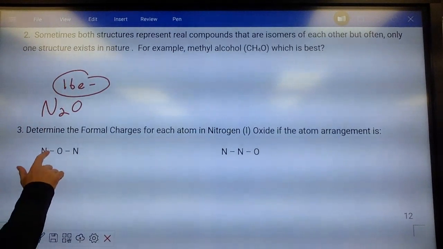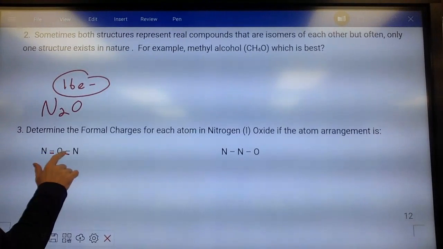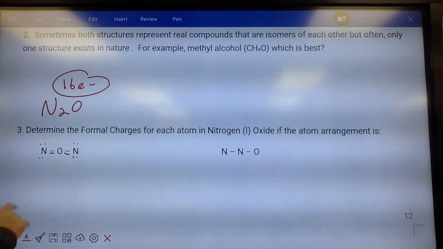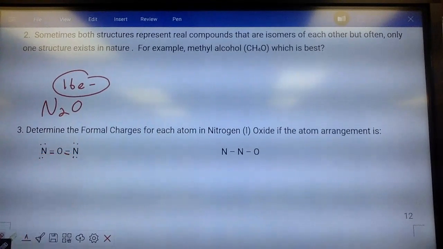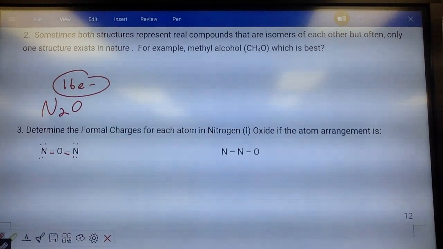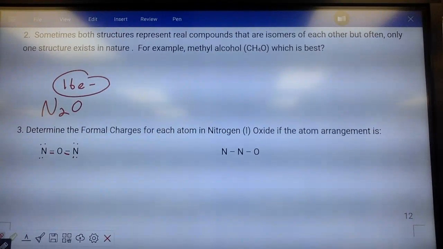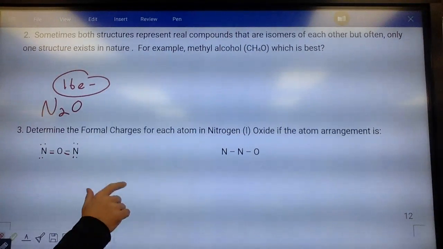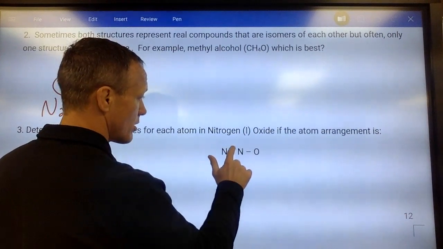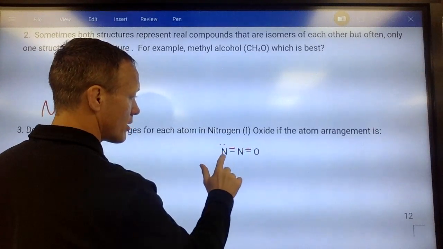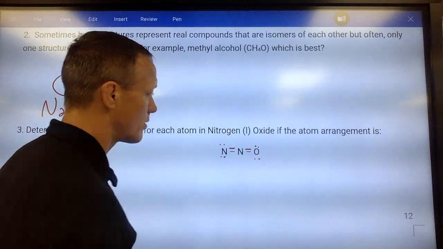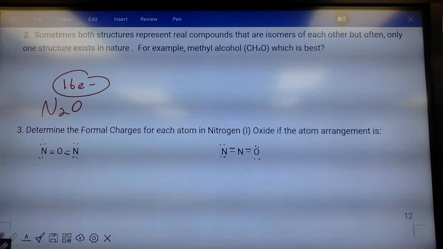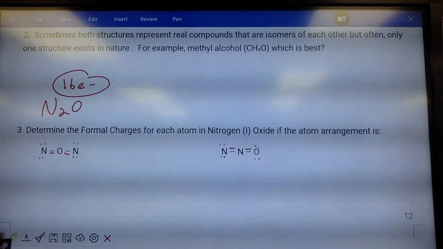So one structure here would be if we had a double bond, 2, 4, 6, 8, 10, 12, 14, 16. So that'd be one possible structure. Another possible structure would be, same thing, I think. We still could use 16 electrons, but now the nitrogen's in the middle. Double bond. Go there. So let's see which one is the better one. So let's assign formal charges to them.